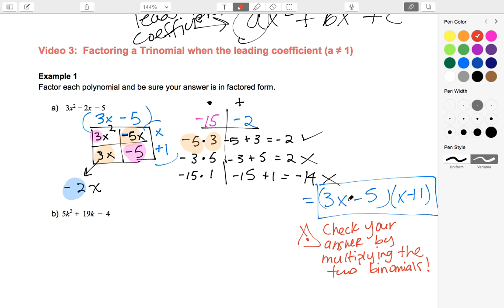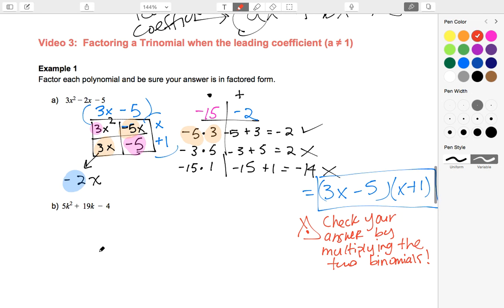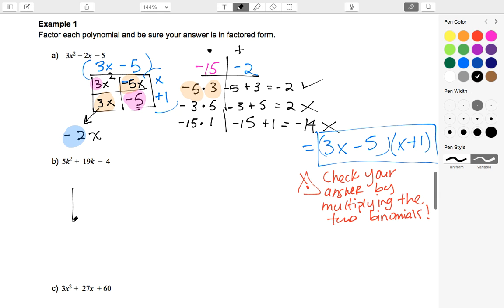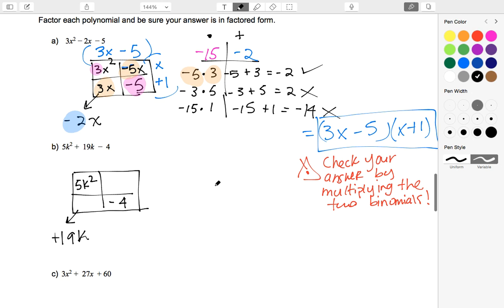Okay, so that's one way you can do that. Okay, let's see the second example. So I'm going to follow the same process. I'm going to create my box. All right. I'm going to put 5k squared there, and then my constant on the bottom, and I know these two need to add up to positive 19k. Okay, so that's all I can do for right now with my trinomial.